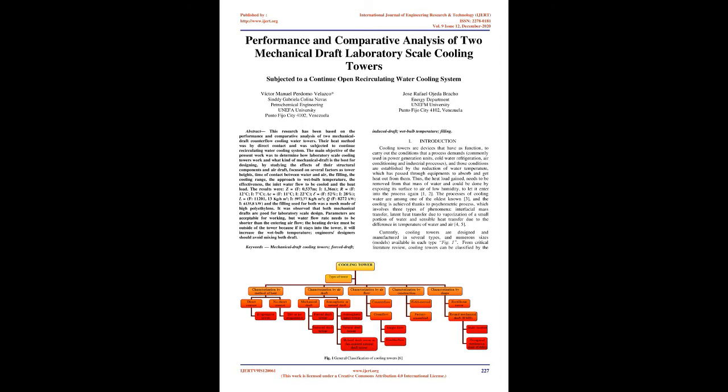The main objective of the present work was to determine how laboratory scale cooling towers work and what kind of mechanical draft is the best for designing, by studying the effects of their structural components and air draft, focused on several factors: tower heights, time of contact between water and air, the filling, the cooling range, the approach to wet bulb temperature, the effectiveness, the inlet water flow to be cooled and the heat load.